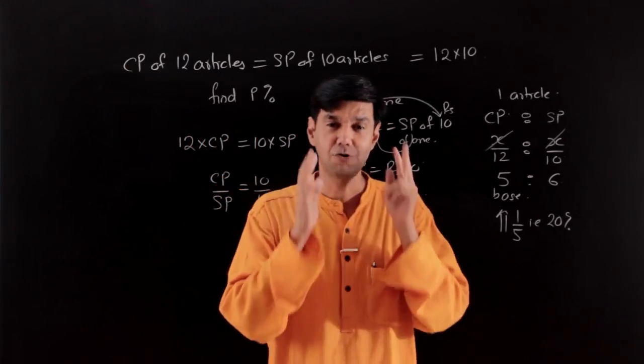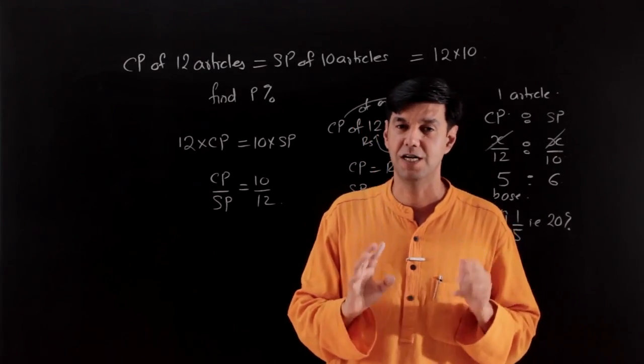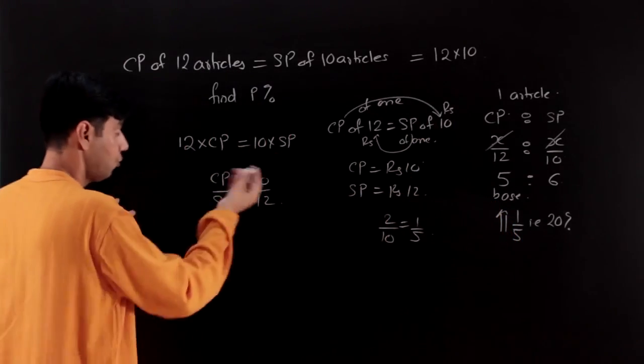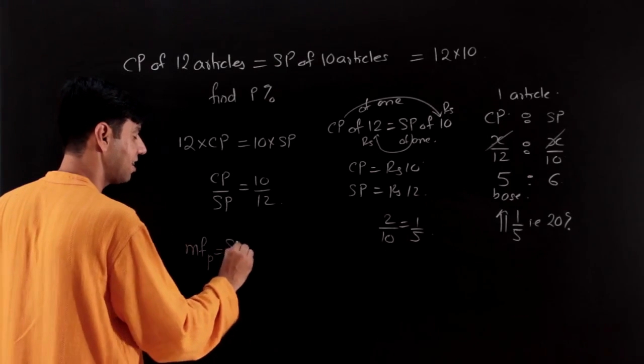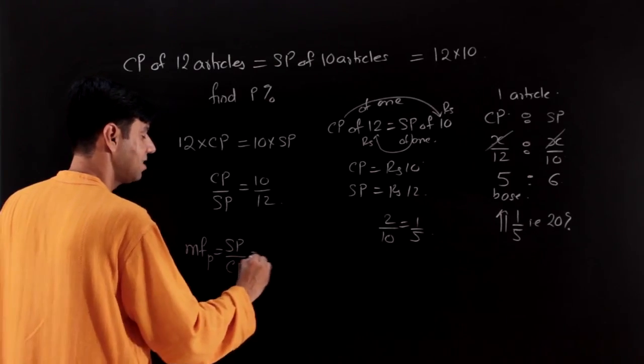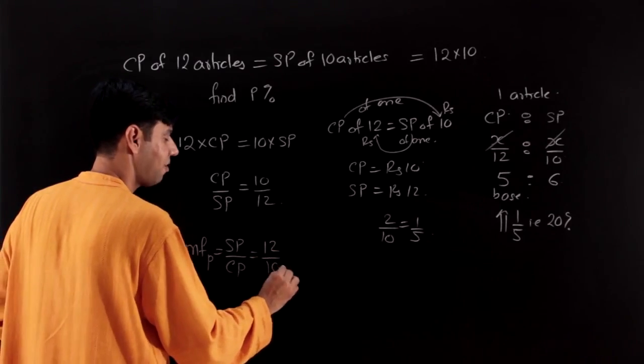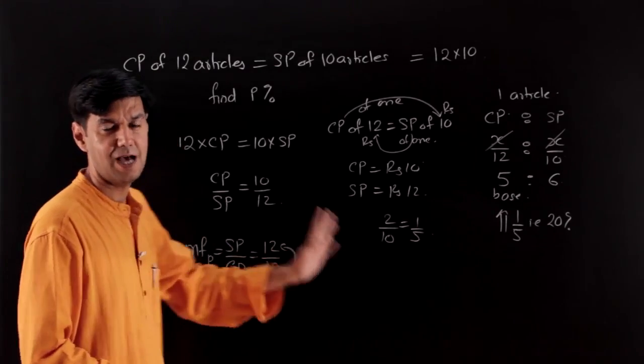Therefore, it's very important to keep thinking in terms of ratios, students, right? Things become very, very easy. You want to think about the multiplying factor. What is the multiplying factor related to profit? Nothing but the selling price by cost price. Selling price by cost price, 10 by 12. From 10 you go to 12. That's it. So this is the answer, right?